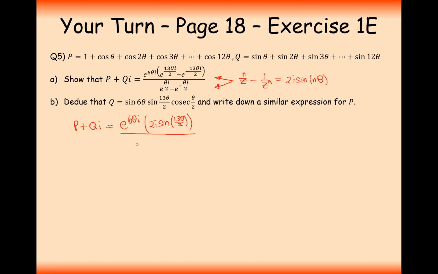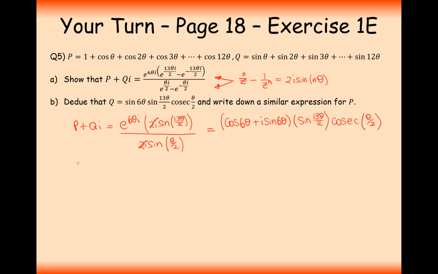And on the denominator, it's going to be 2I sine, and the power of n here is going to be theta over 2. So let's rewrite this out now. We'll rewrite this using the argument modulus form of e to the 6 theta I as a complex number. So that's going to be cos 6 theta plus I sine 6 theta. And then we'll rewrite out the rest of it. Actually, we could cancel out 2I on the top and the bottom, so it would be sine 13 theta over 2. And actually, we could rewrite 1 over sine theta over 2 as cosec theta over 2.